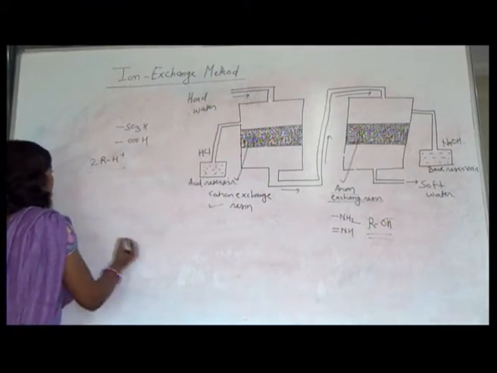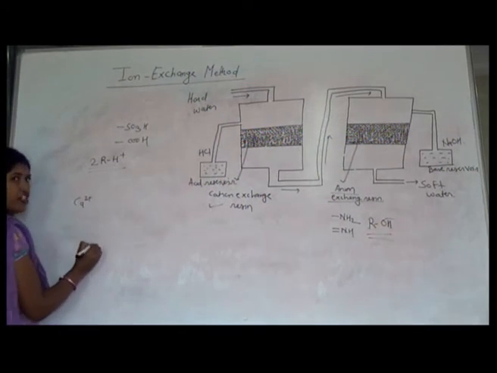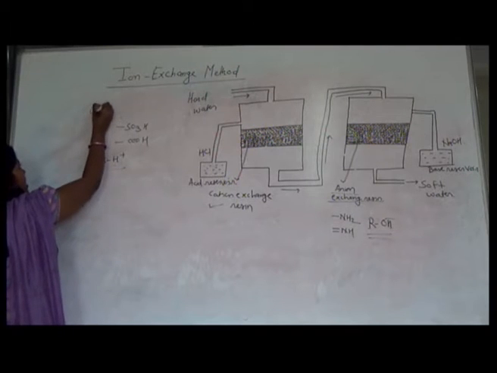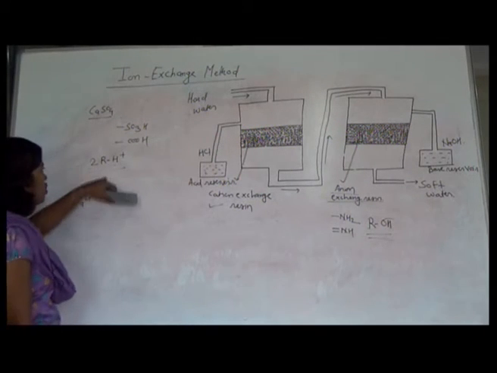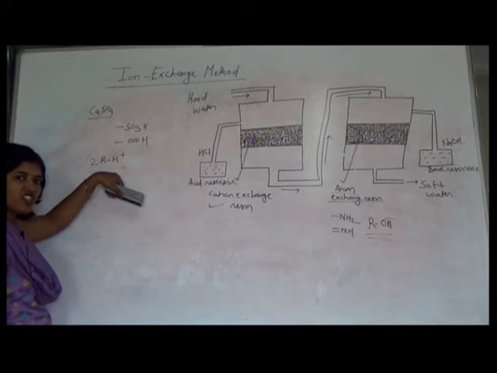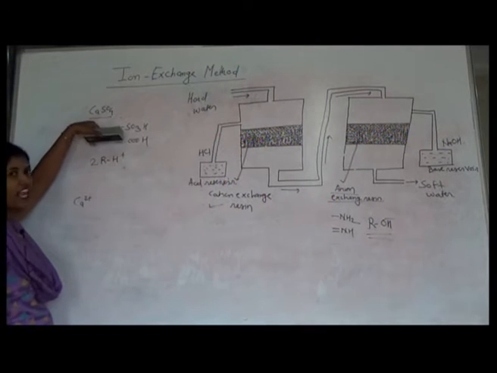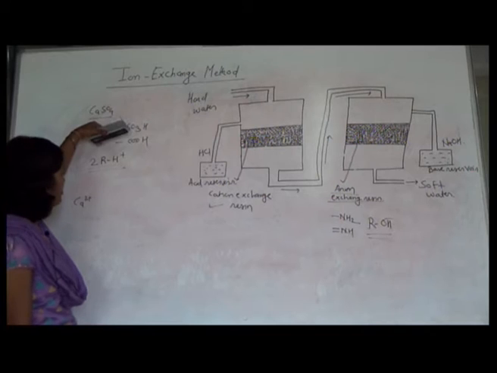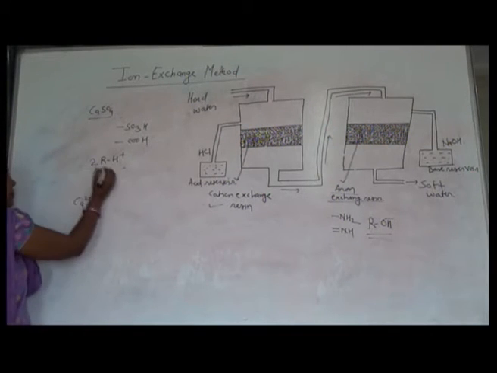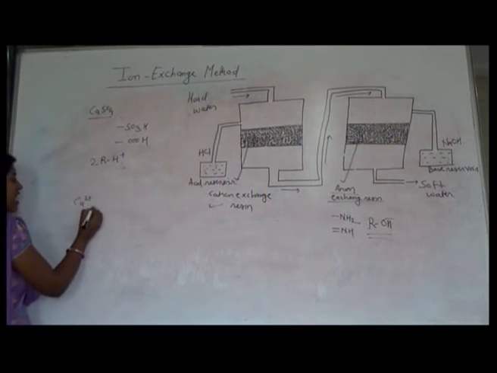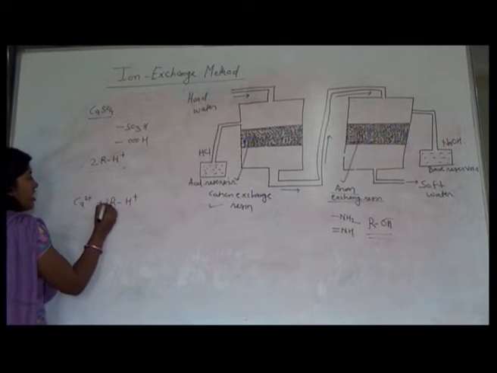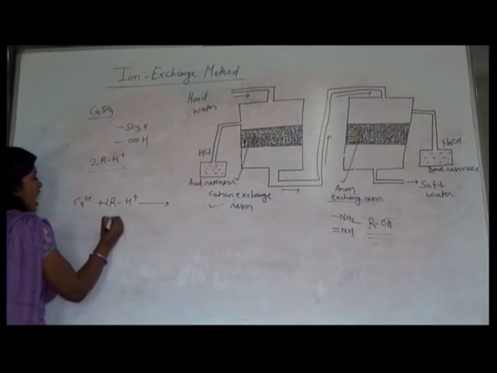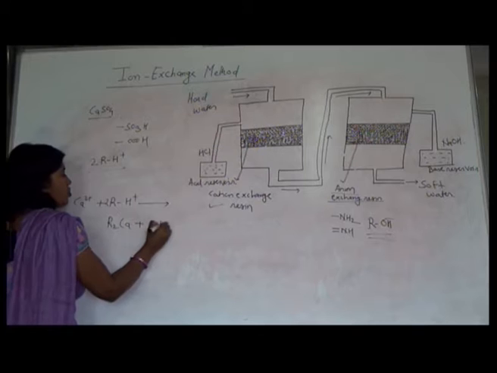Let's see how. If the hard water contains CaSO4, calcium sulfate salt, this cation exchange resin exchanges its H positive ion with the calcium ion from the water, and in this way the water becomes free from calcium ion. For example, when such a resin reacts with the calcium ion, this RH positive undergoes an exchange reaction. So it gives R2Ca plus 2H positive.